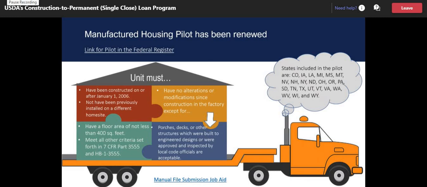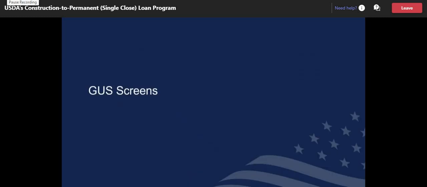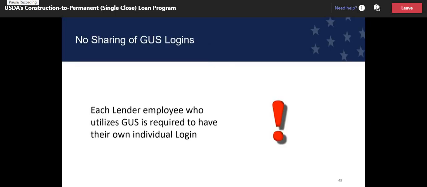So, again, I'm going through that quickly since these don't necessarily fall into construction to perm, but I thought we would talk about them while we were right here talking about manufactured homes. Okay, so back to construction to perm.